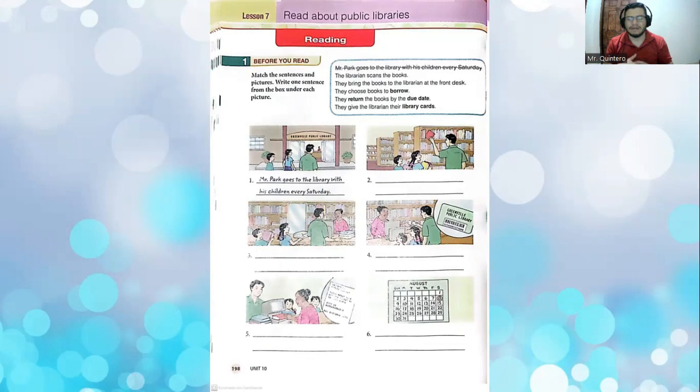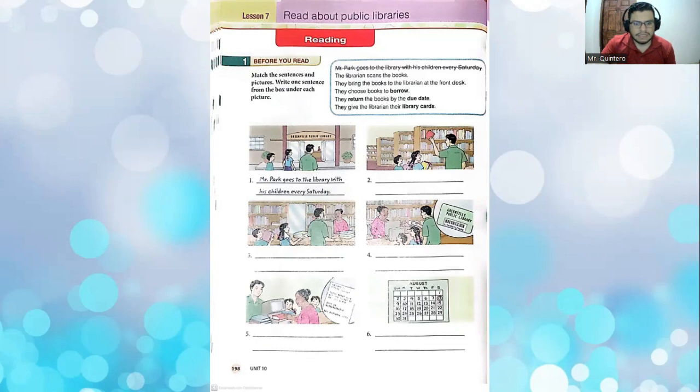To borrow is, for example, when you are asking for someone else to have a book or to get a book to read, and you say, could you borrow that book to me, please? ¿Puedes prestarme ese libro? That is borrow, pedir prestado.